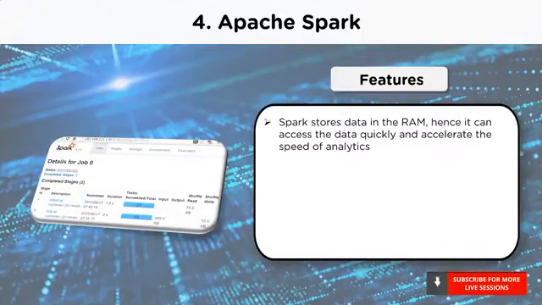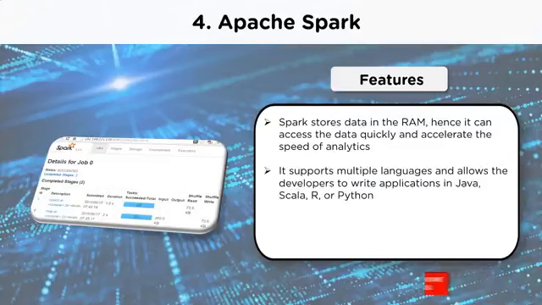Spark stores data in the RAM, hence it can access the data quickly and accelerate the speed of analytics. Spark helps to run an application in a Hadoop cluster up to 100 times faster in memory and 10 times faster when running on disk. It supports multiple languages and allows the developers to write applications in Java, Scala, R, or Python.